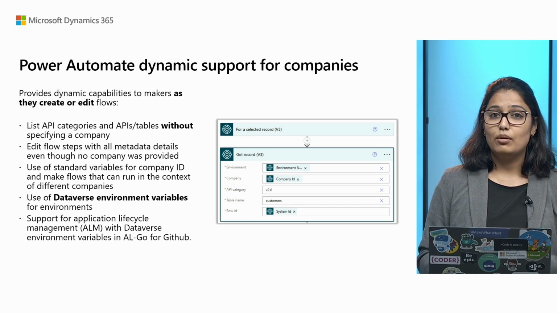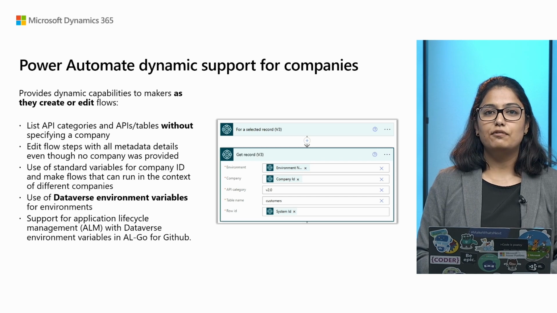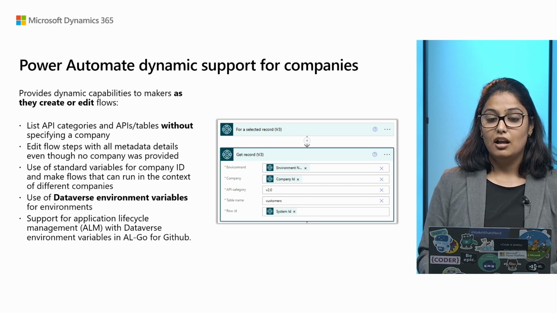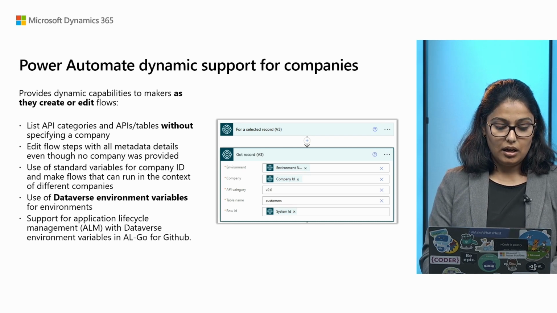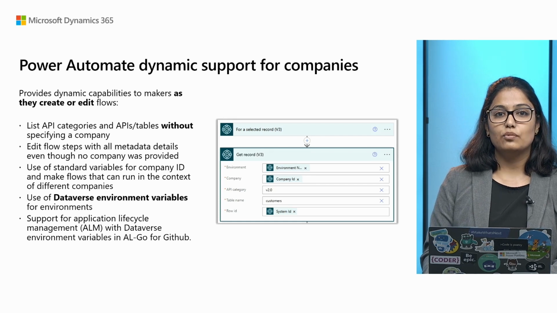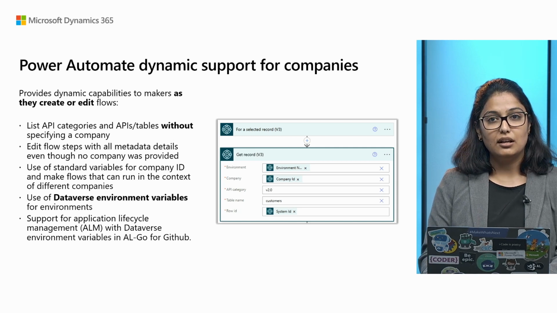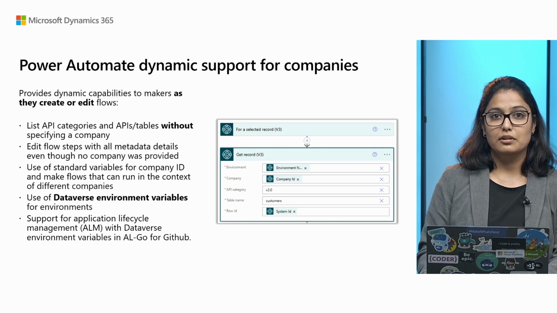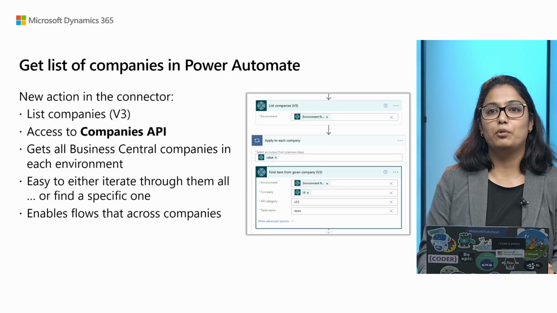But not only that, you actually get all the metadata details without specifying the company. So now you can use just a standard variable for specifying the company ID and then make flows that can run in the context of different companies. We also support the use of Dataverse environment variables for environments, which means that now the ALM story for AL-Go for GitHub also supports environment variables. But talking about companies and environments, what other improvements have we done?